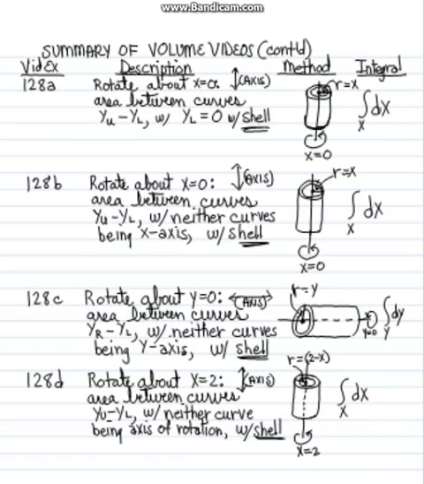And then video 128C, rotate about the y equals 0 axis of rotation. Okay, now that's the x-axis. That is a horizontal axis of rotation. We're going to rotate the area between the curves, the rightmost x value minus the leftmost, where x is a function of y, with neither curve being the y-axis, and we're going to use the shell method.